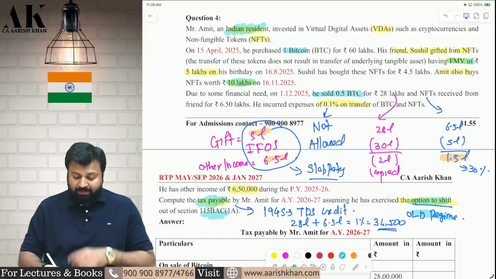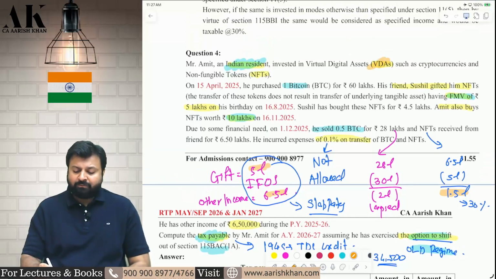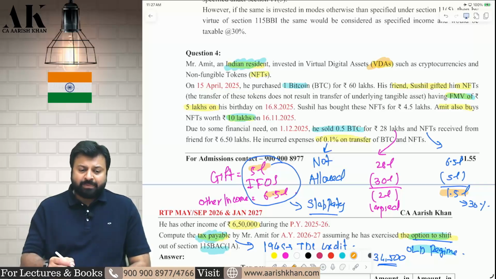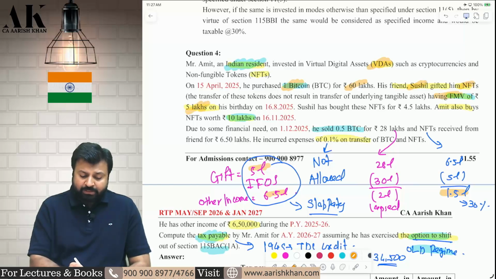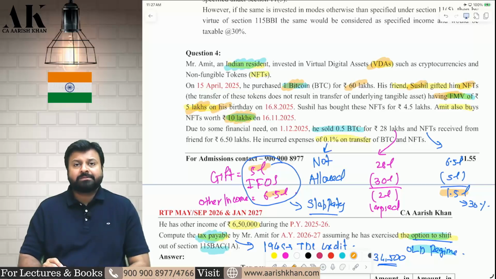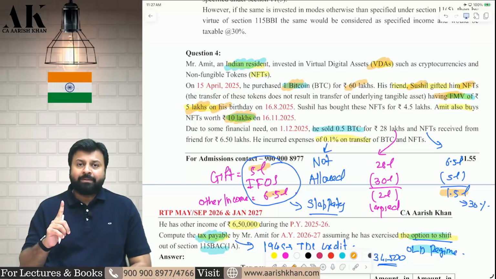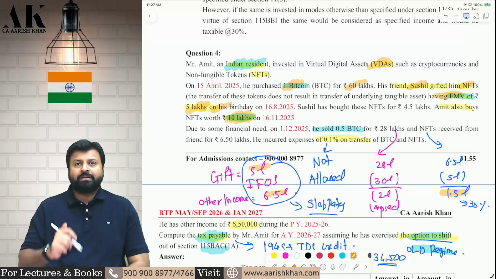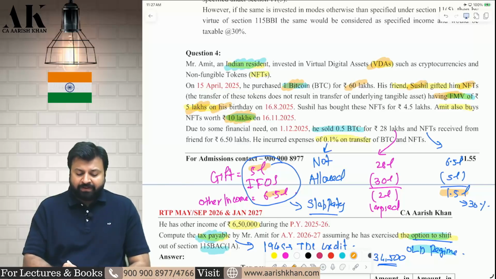Let's try to understand what Amit is doing. Amit is purchasing some virtual digital assets like cryptocurrencies and some non-fungible tokens, NFTs. What all things has he purchased? He has purchased one Bitcoin for 60 lakh rupees, first thing. Then his friend Sushil has given one NFT whose market value is 5 lakh rupees on his birthday, second thing. Then Amit also bought one NFT for 10 lakh rupees. So Amit has bought one Bitcoin, then he got one NFT as a gift from his friend, and then he bought another NFT.